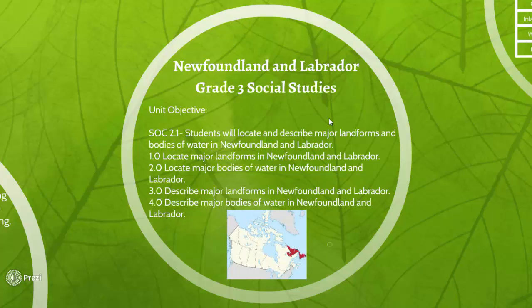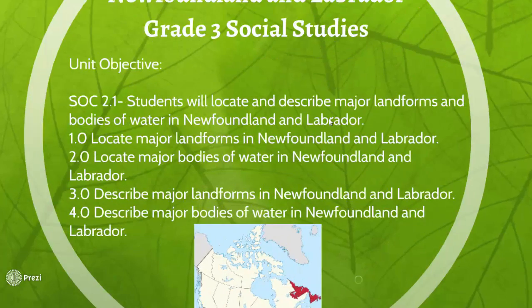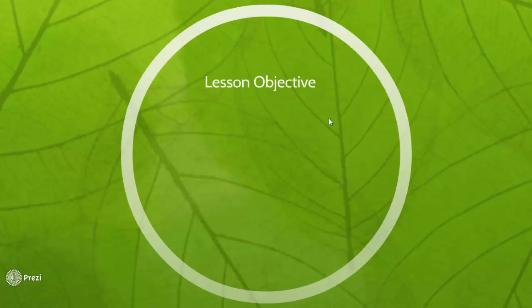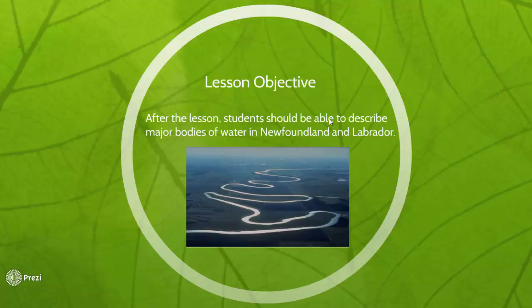This is just a small map. If you don't know where Newfoundland and Labrador is, it's on the east coast of Canada. Okay. My lesson objective for this standard is that after the lesson, students should be able to describe major bodies of water, and also I can include their landforms as well. Here we have a river meander.